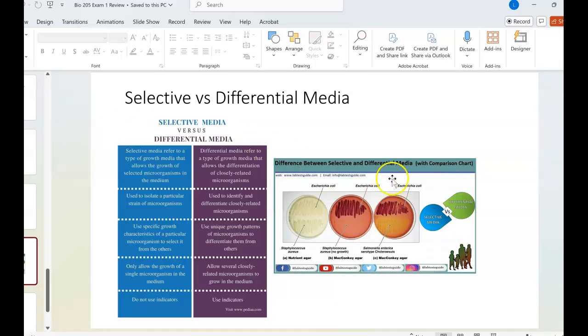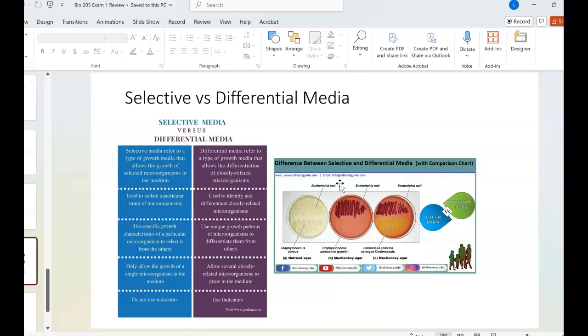If you take a look at the picture to the right, you can see the growth on different agars. So if we were to grow Staph aureus and E. coli on a nutrient agar, they look very similar. If we were to grow them on MacConkey, you can see that that's going to select for the gram-negative E. coli.